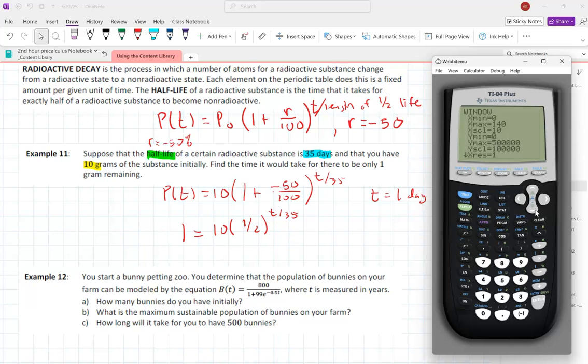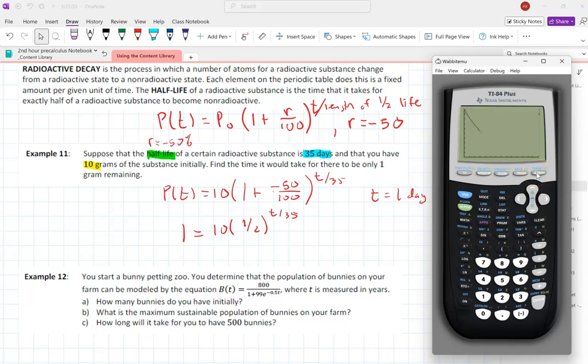Now for my y's, the biggest amount of stuff I'm ever going to have is the start at 10, right? And what's the least amount of stuff I'm ever going to have? 0, when it's all gone, when it's all decayed away, right? Every decay problem, the minimum's going to be 0 and the max is going to be the start. Oh, well, that's really easy to pick a window for.